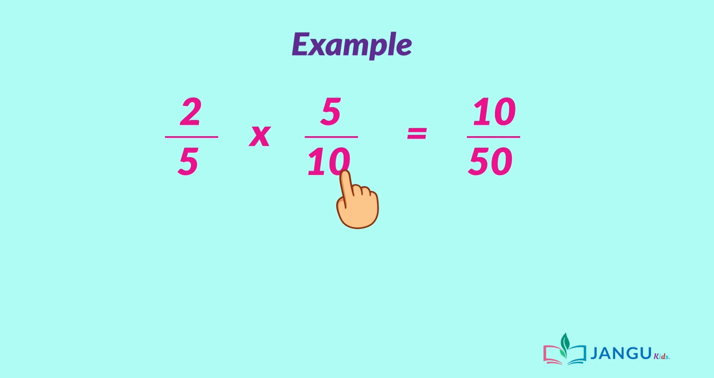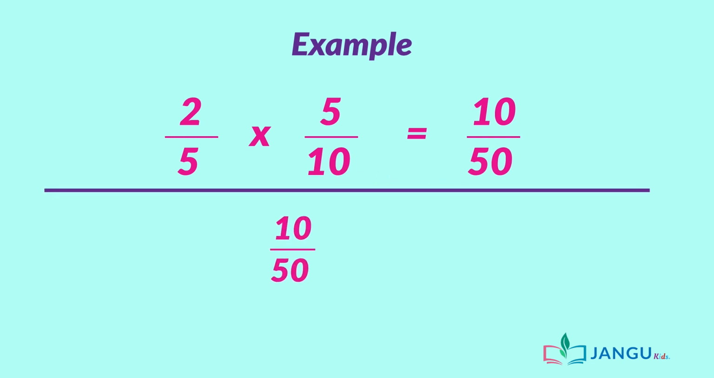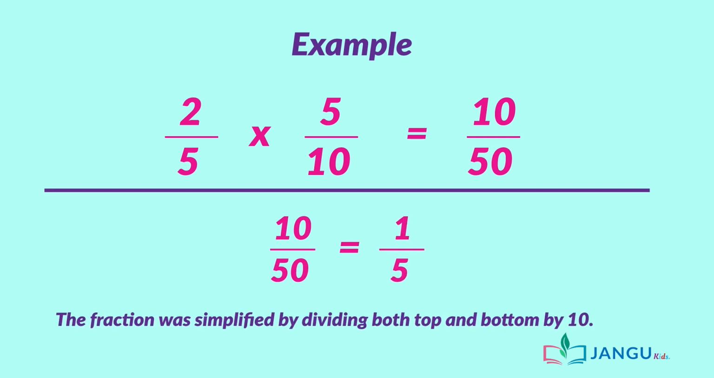Now step 3. Simplify the fraction. 10 over 50 equals 1 over 5. The fraction was simplified by dividing both top and bottom by 10.